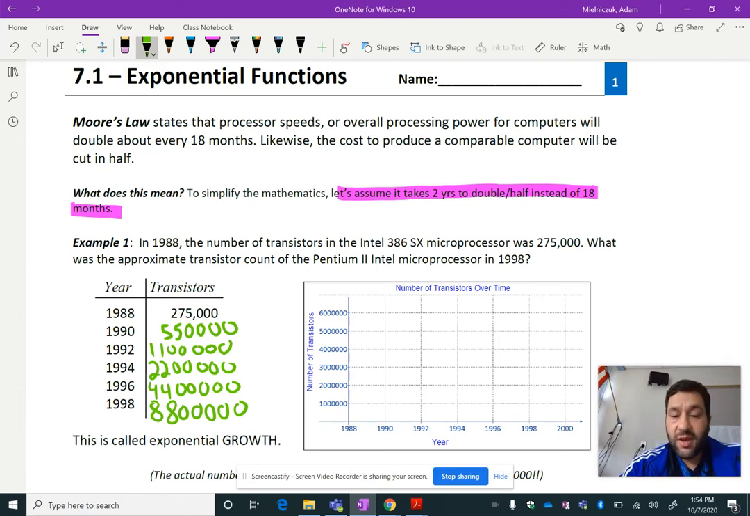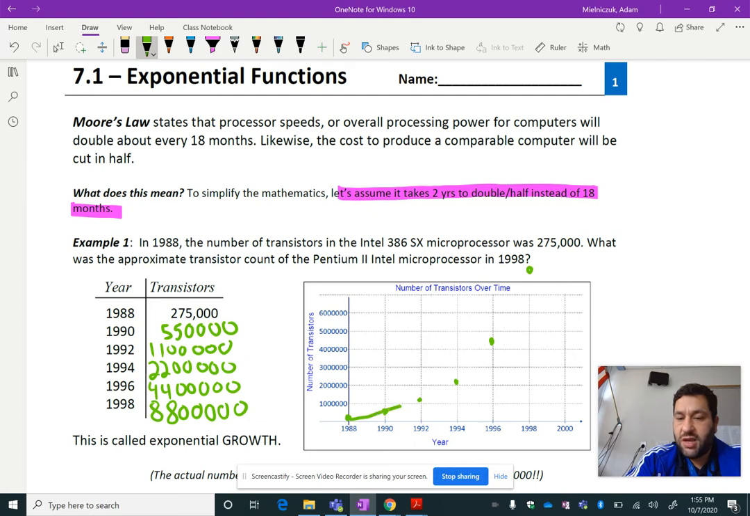Let's try to estimate our graph. So 1988, we're at about 275,000. What is this, a million? So we're somewhere down here. In 1990, we're at 550,000. 92, we're a little over a million. 94, we're a little over 2 million. 96, now look what's going on to our graph, okay? See how much it is jumping each 2 years, okay?